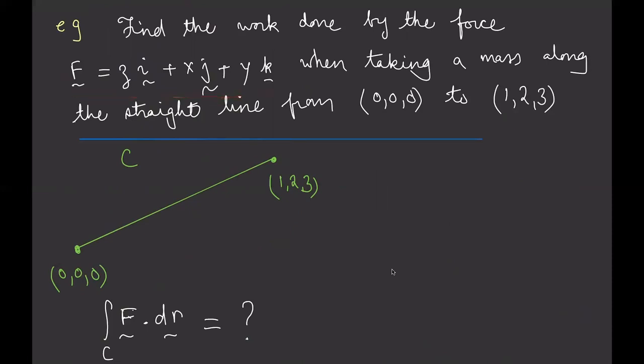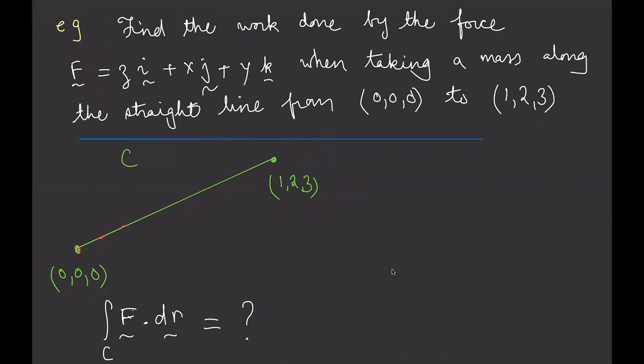So here's a force field. It depends on x, y, and z, when taking a mass along the straight line from 0, 0, 0 to 1, 2, 3. So it's a straight line in this case that I'm looking at. F is going to change depending on my location on the line, and I want to find F dot dr in this case.